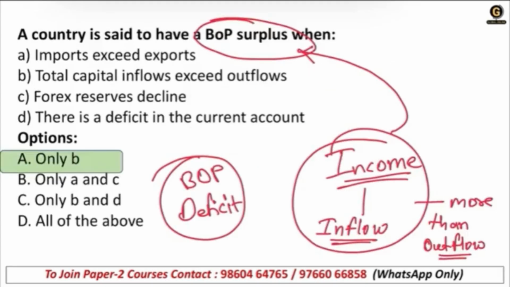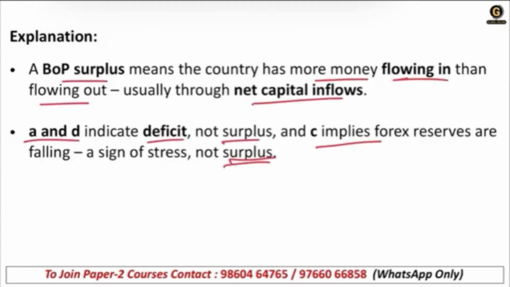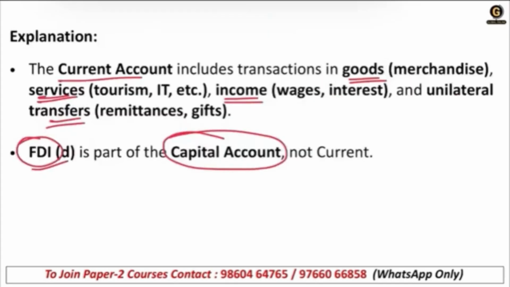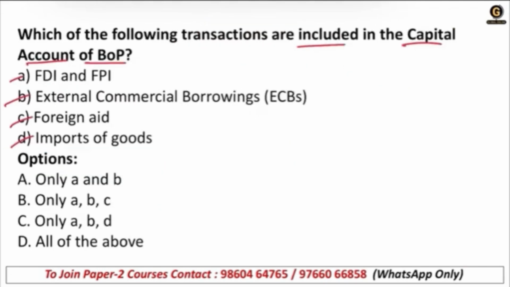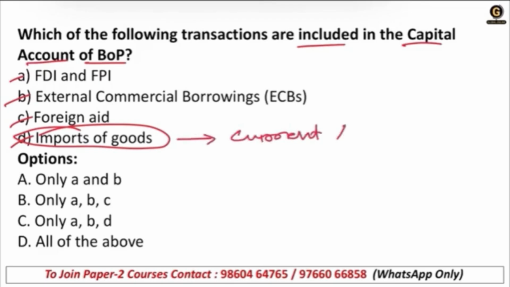See, I think here, what is included in the current account? Goods, right? And this question is asking about imports of goods. No, it is not considered in the capital account. It is considered in the current account.